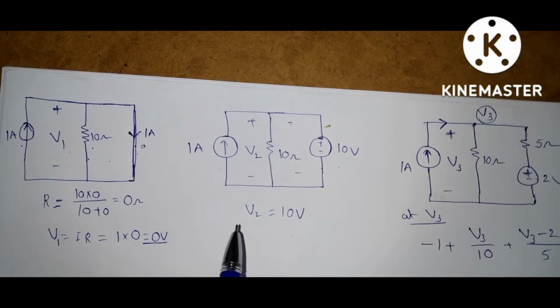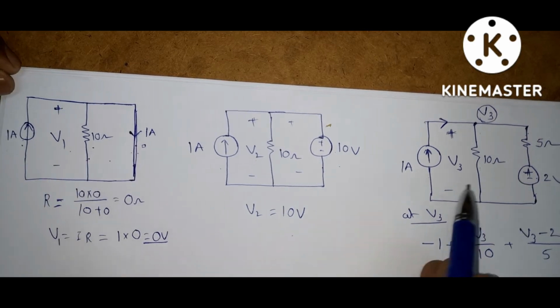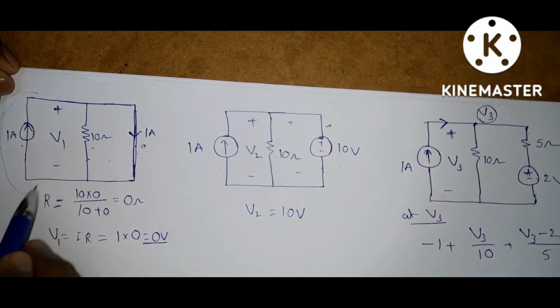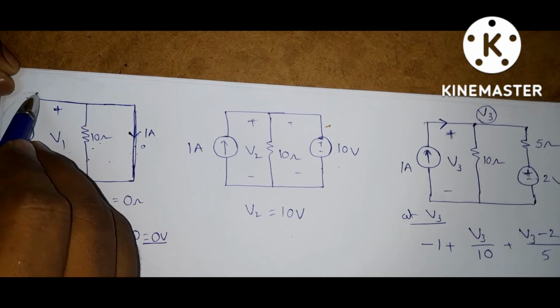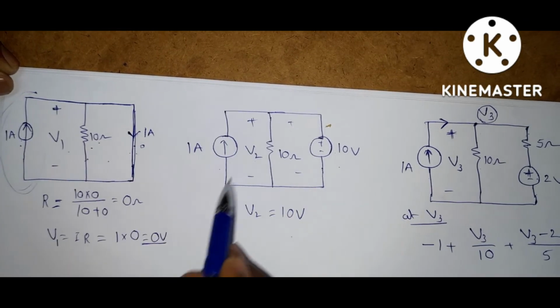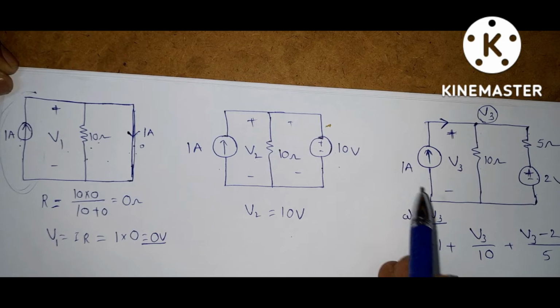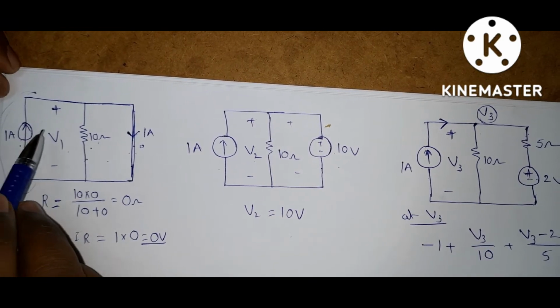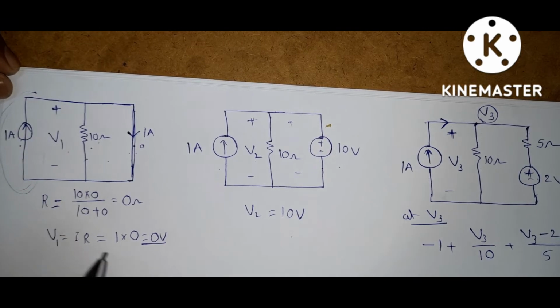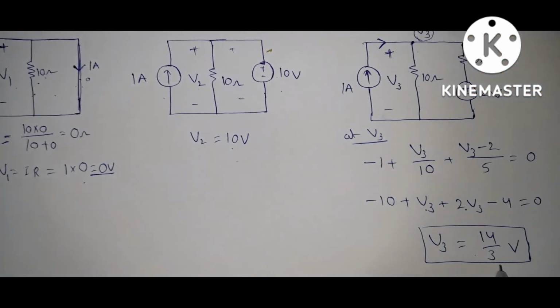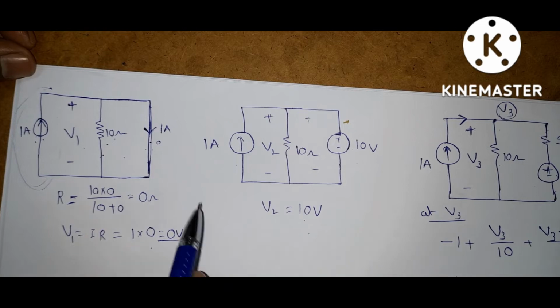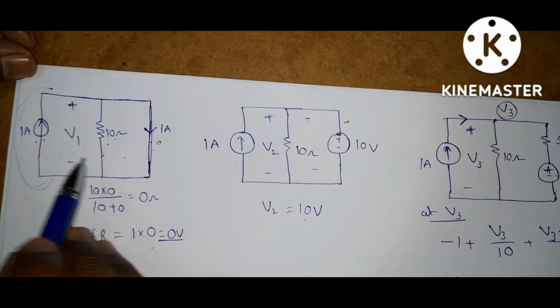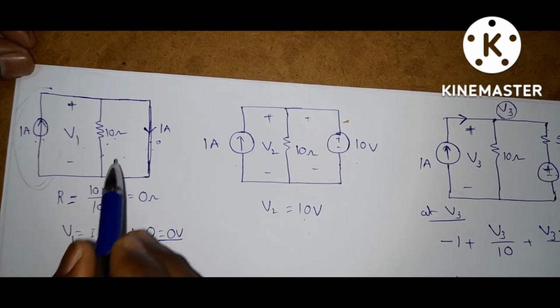If you observe these three circuits, consider only this source, don't consider the 10 ohms. This is an ideal current source in all three circuits. The voltage across an ideal current source can be any value. Here we are getting 0, here we are getting 10 volts, here we are getting 14 by 3 volts. So the voltage across an ideal current source depends on the other elements connected in the network.